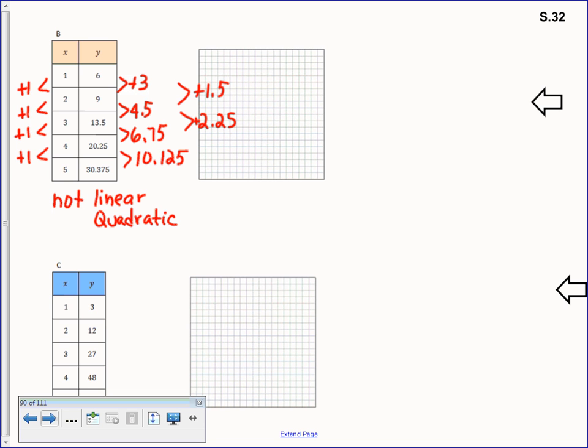How do we check for exponential? When I have an exponential function, I know that my ratio has to be the same. I have to be able to figure out how I am going from the y values. So let's take a look and let's check for a common ratio. So write this down: check for a common ratio.